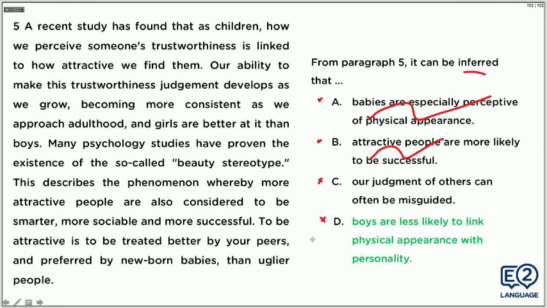Boys are less likely to link physical appearance with personality. Now, this is a clear inference because it says here that girls are better at it than boys. So the inference there is that boys are less likely to link physical appearance with personality because girls are better at it than boys. This is the critical statement here, in which case we can make the inference that boys are less likely to link physical appearance with personality.